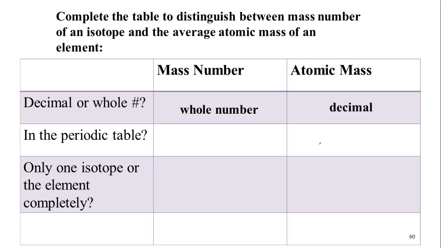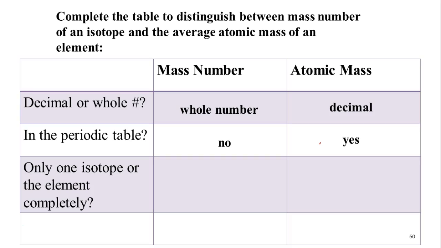The mass number, can you find the mass number on the periodic table? The answer is no, you cannot, right? The mass number is for a particular atom. The average atomic mass is what you do find on the periodic table because that's giving you the average of the entire element. So you find that decimal on the periodic table. That's the number that's there.